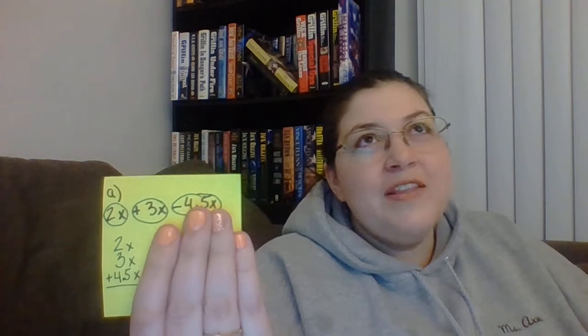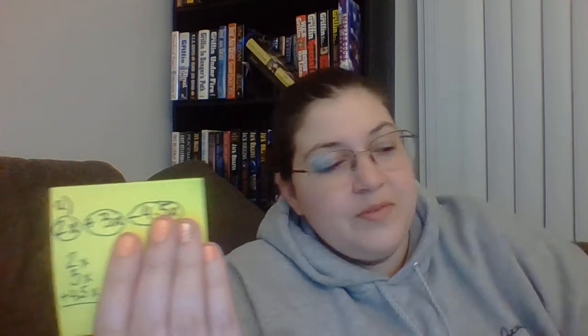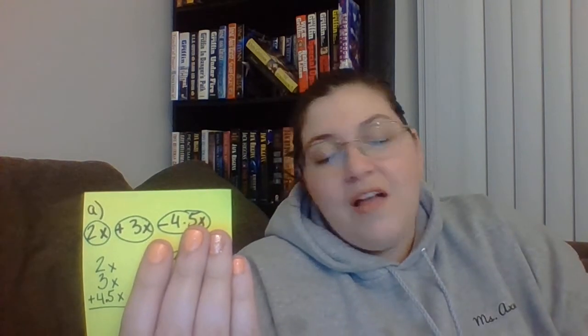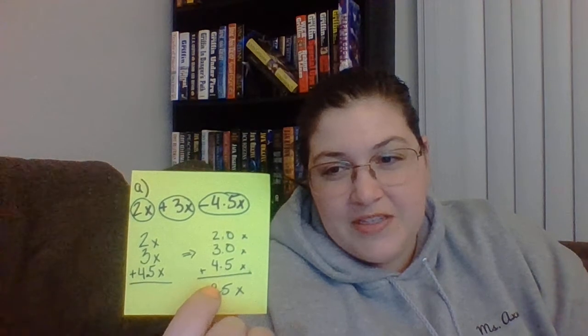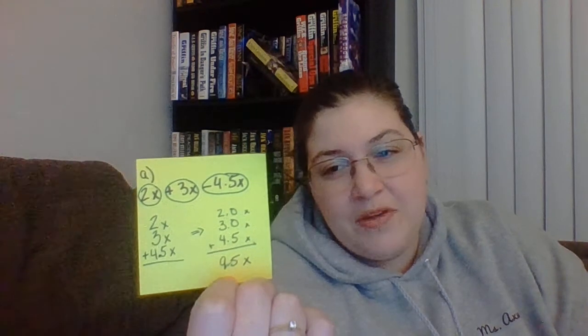So now I'm going to write them all out together. I lined them up this way because it's easier for me. So I have 2 plus 3 plus 4.5, and I have x's next to them, right? Well, I need to line up my decimals. 2 and 3 don't have a decimal because it's hiding. So I have 2.0, 3.0, and 4.5x. Add those all together, and you get 9.5. Make sure you got it.